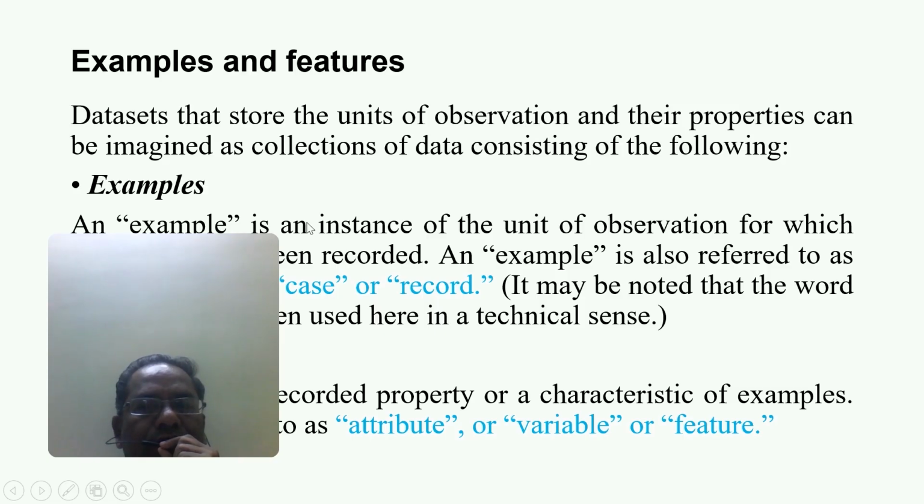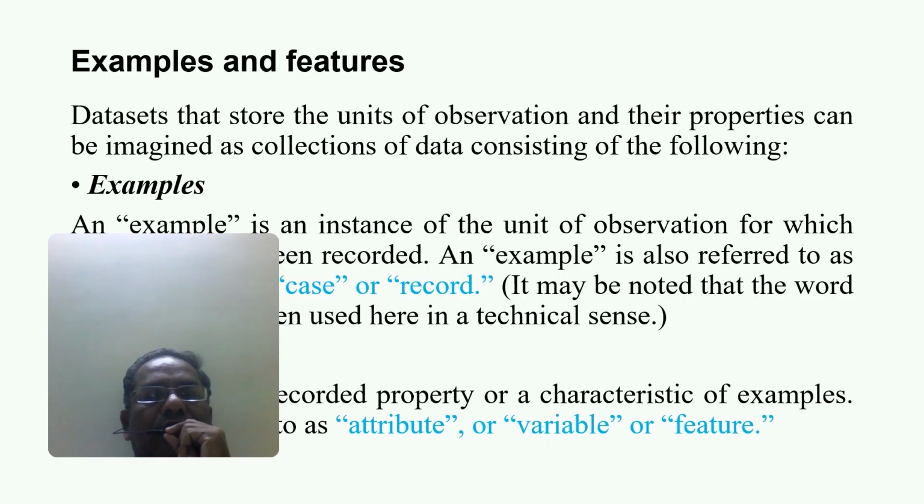This unit of observation plays a key role in machine learning for identifying collections, observations, instances, variables, features, feature extraction, classifications, or regressions also. Here I am going to compare this unit of observation in the form of examples and features.